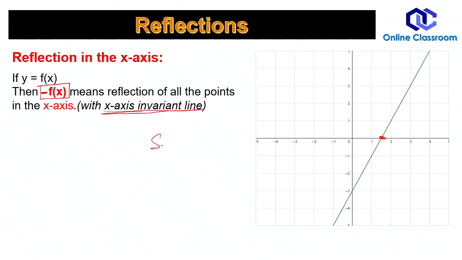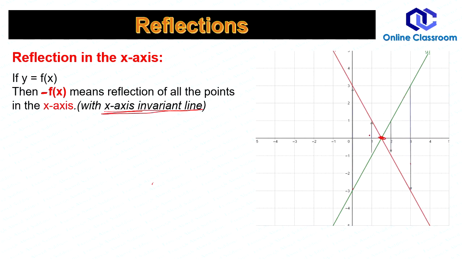For example, if a function is sine x, this is a graph of sine x. But when I say minus sine x, I show just reflection. This graph should be removed, and that is the negative sine x. Reflection of function in the x-axis is shown with the negative sign before the function, like this. You see the invariant point remains the same. This green part goes down and this green part goes up, and you have the reflection in the x-axis.